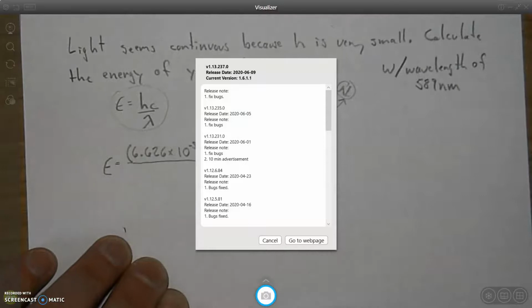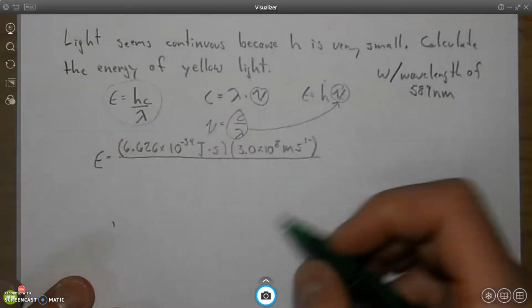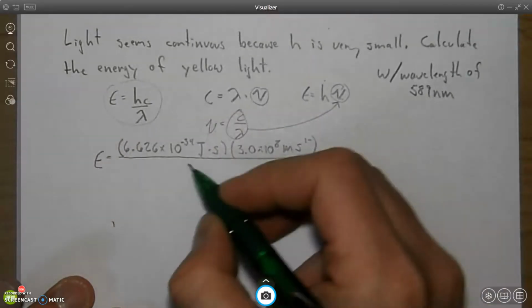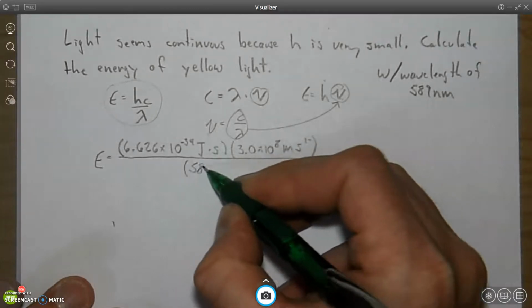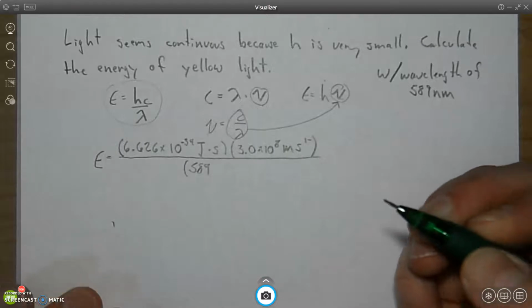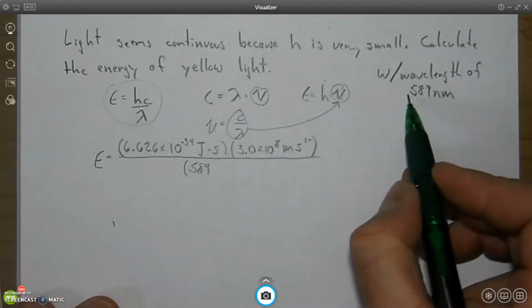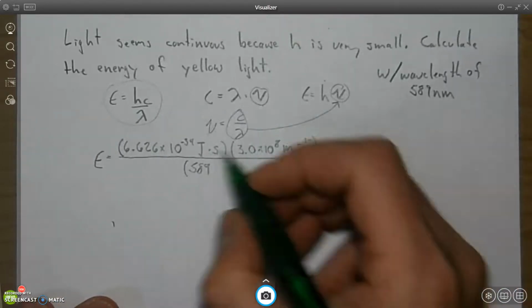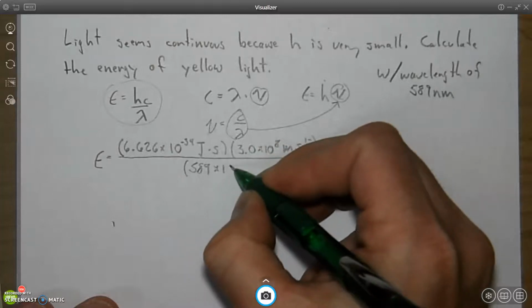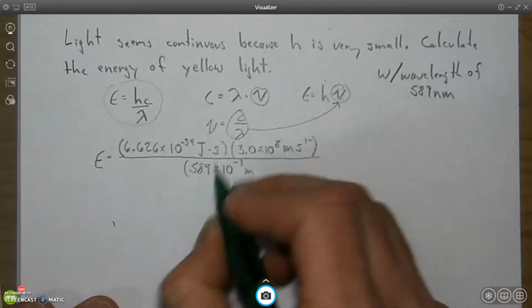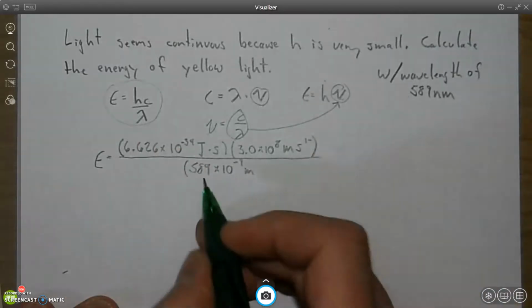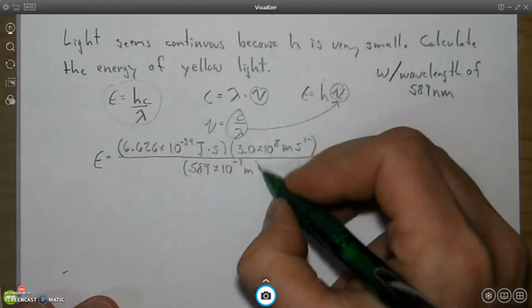All right, so if we plug this in, we don't have to think too hard, and we don't have to be exact with the proper scientific notation. We have this 589, and it's nanometers. Well, what are nanometers? It's times 10 to the negative 9. So again, we can move this around if it makes us feel more comfortable putting the point in here, but I'm just going to leave it as is.